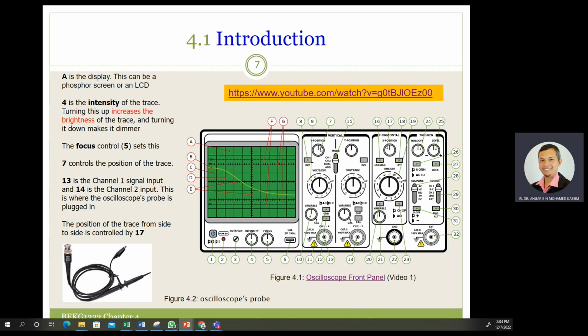Okay, 13 is the channel 1 signal input, while 14 is the channel 2 signal input.